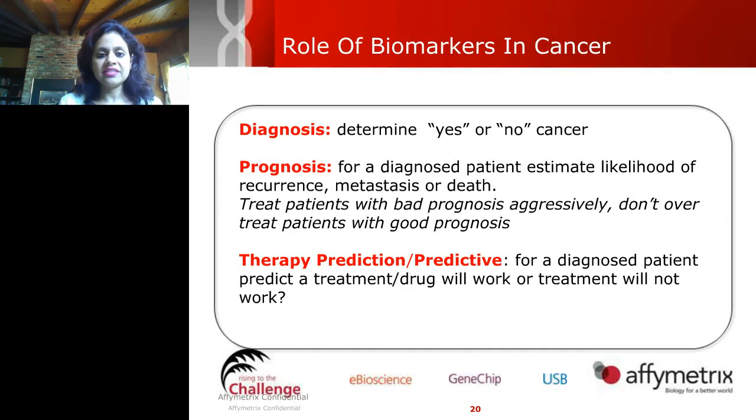So now I will segue into the application part of this OncoScan assay, sharing with you some important publications on the research front and some important case studies on the clinical front.